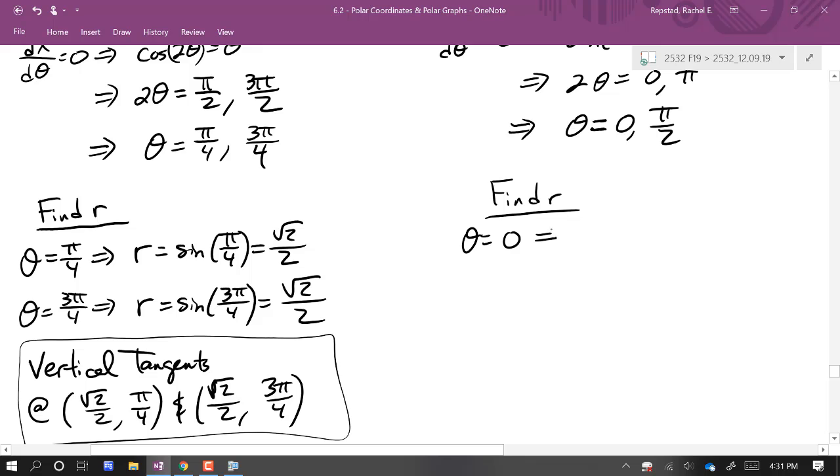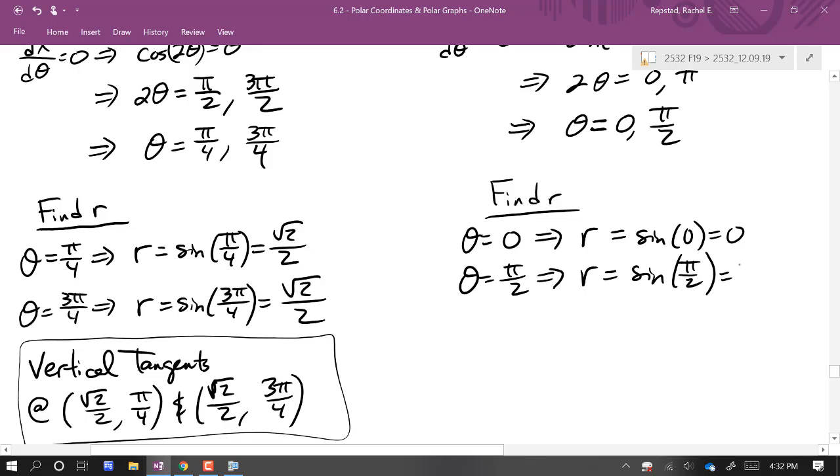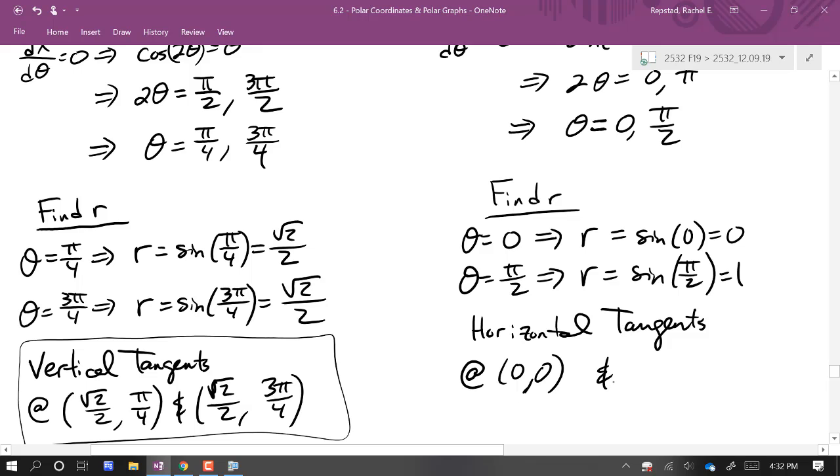So at theta equals 0, r equals sine of 0, which is 0. And at theta equals pi over 2, r is sine pi over 2, which is 1. So we get horizontal tangents at, let's see, r, theta, so that would be 0, 0 at that point, and at 1, pi over 2.